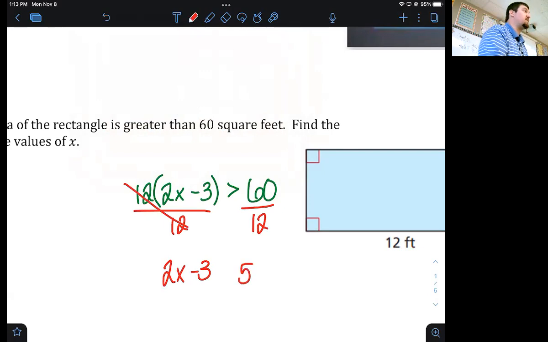5. Do I flip the sign when I divide by 12? Nope, because it was positive divided by positive. 5. Hello? I do. Okay, bye. Christian, you're getting picked up. You'll find the rest of this on video. You can watch it when you get home.